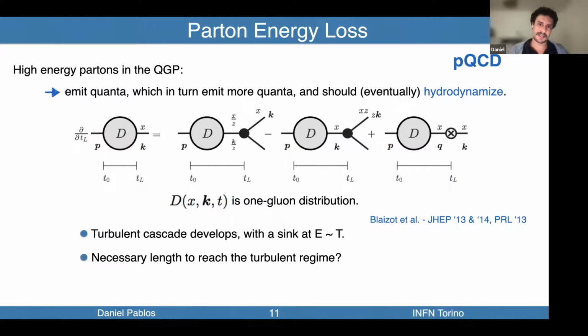But in the medium, essentially, the main mechanism that occupies us today is parton energy loss. If you have a high energy parton, quark or gluon, in the QGP, from a perturbative QCD point of view, it will emit quanta, which in turn can emit more quanta, developing a cascade that should eventually hydrodynamize, if we assume that the QGP does behave as a hydrodynamic system for some part of its evolution. Here is a schematic representation of the one-gluon distribution that is modified due to splittings and also due to scatterings that broaden the system.